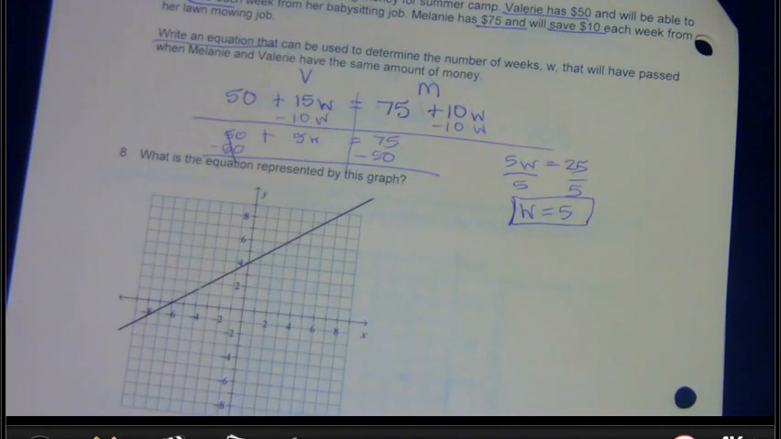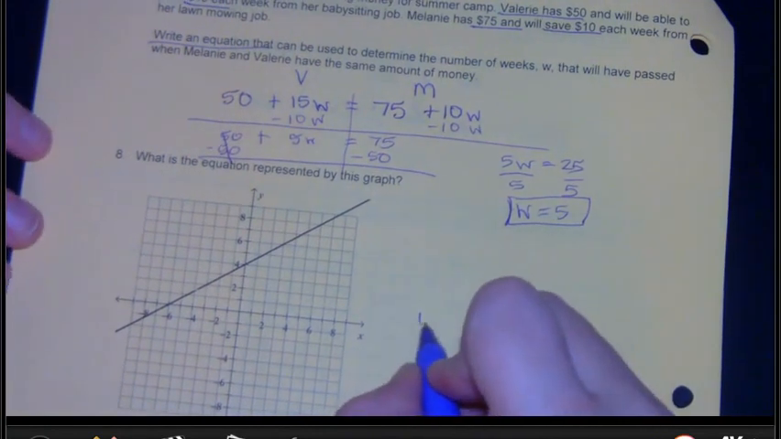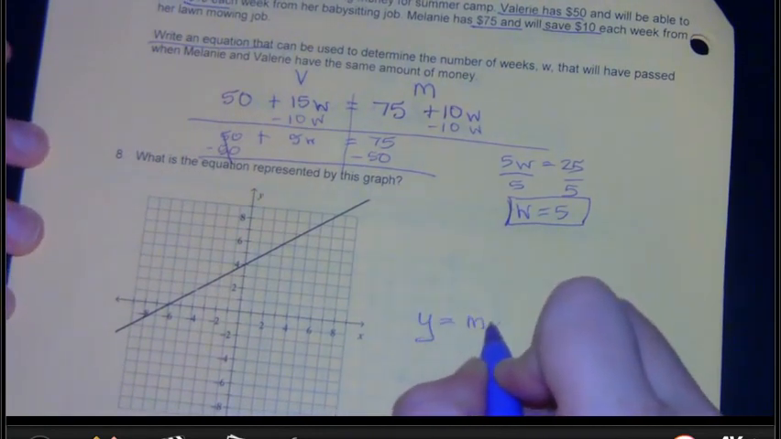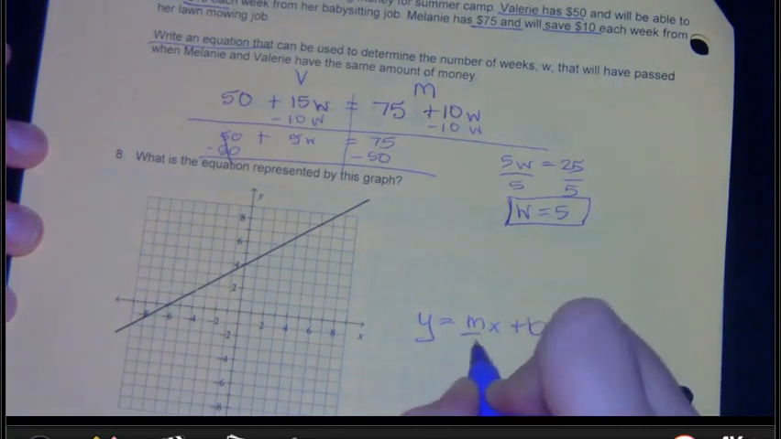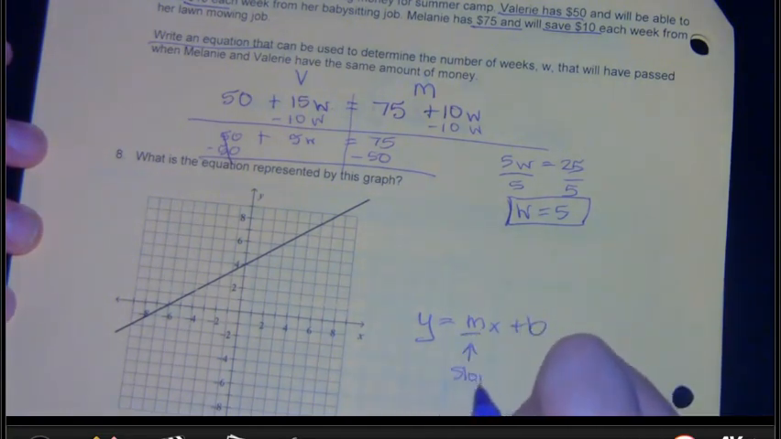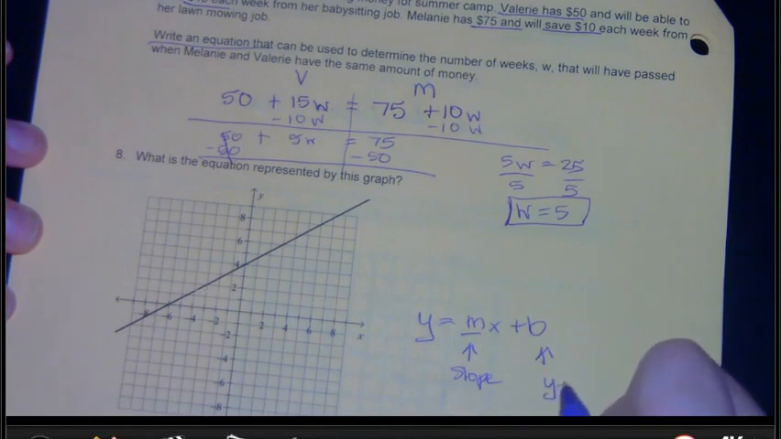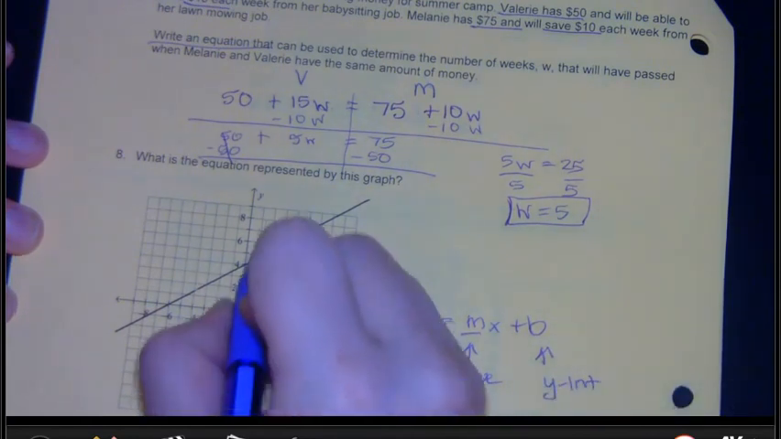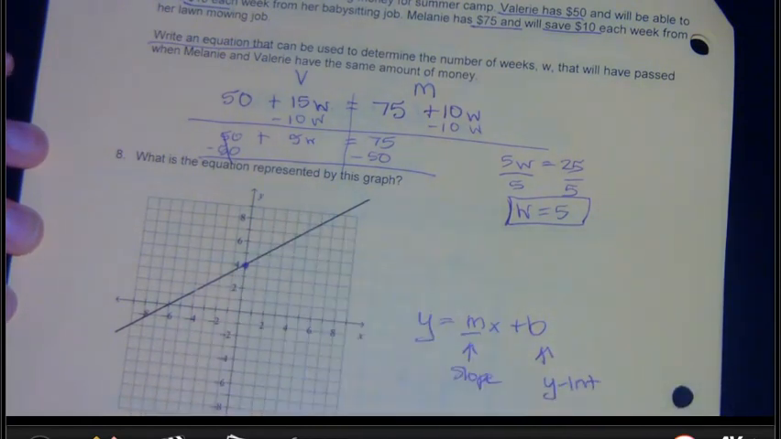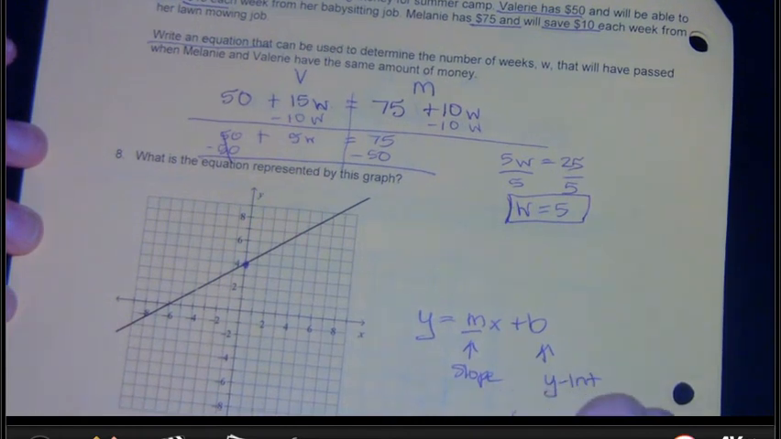All right, what is the equation represented by the graph? Remember, your base equation looks something like this. Y is equal to mx plus b, where m is my slope and b is the y-intercept. So the y-intercept is pretty easy usually to see. It is 4. So I know that my y-intercept is (0, 4).